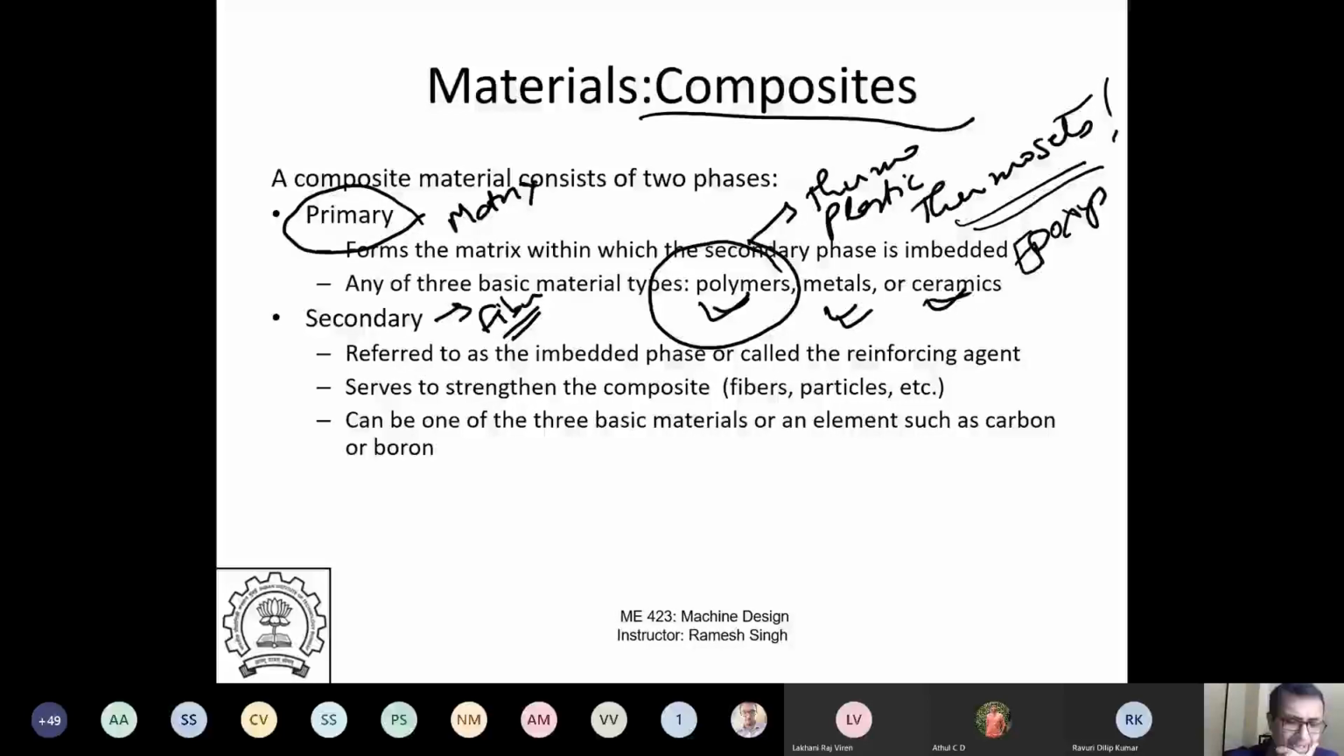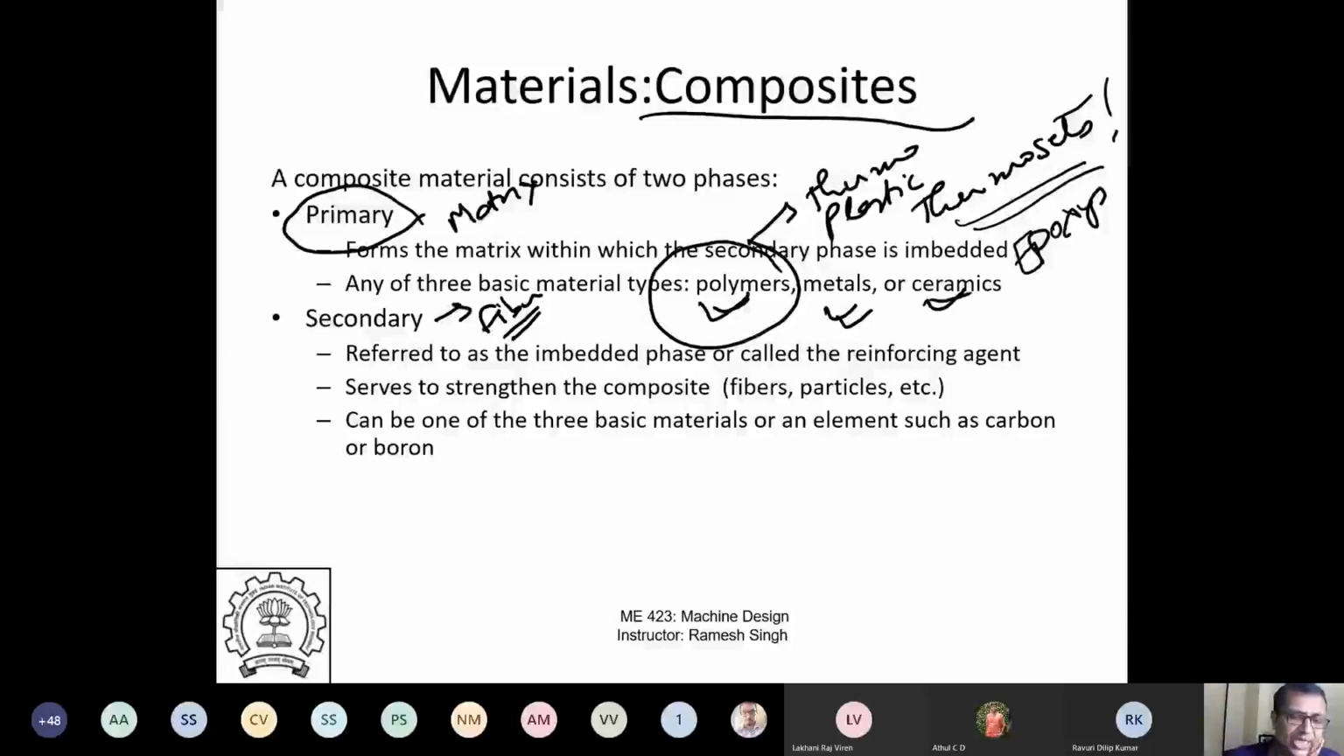But there can be metal matrix composites also. There can be ceramic matrix composites also. So all three can be there, but the most popular ones are the polymer matrix. In your general parlance, a composite means a polymer matrix composite, with either glass or carbon.